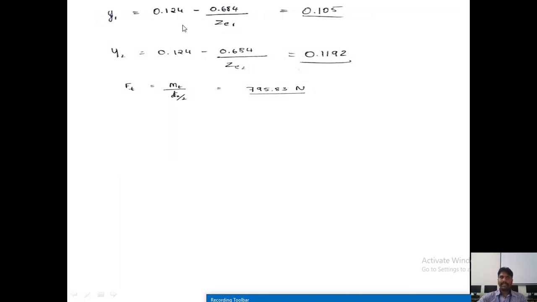Again we need to check whether the design is safe or not. To calculate that, we got the new value of ZE1, by using this equation calculate Y1. By using that equation, new value of ZE2, calculate Y2. Also we need to calculate the tangential force, Mt by D2 by 2, because the design is based on the gear. Or we can take it R2, which is obtained as 795.83 Newton.